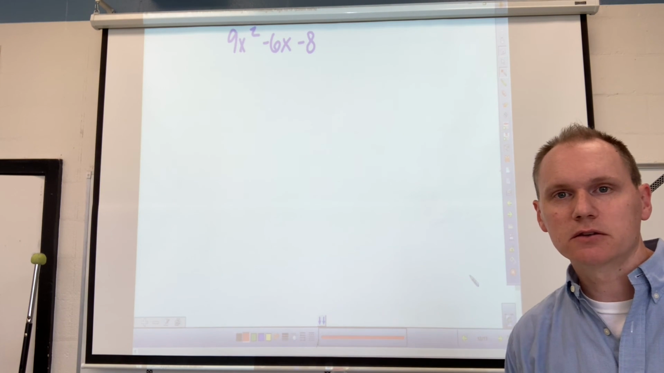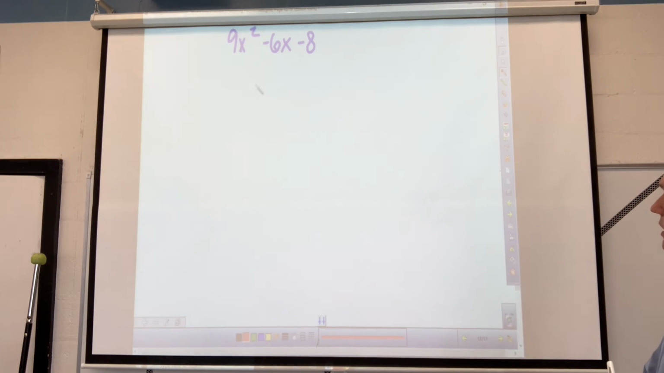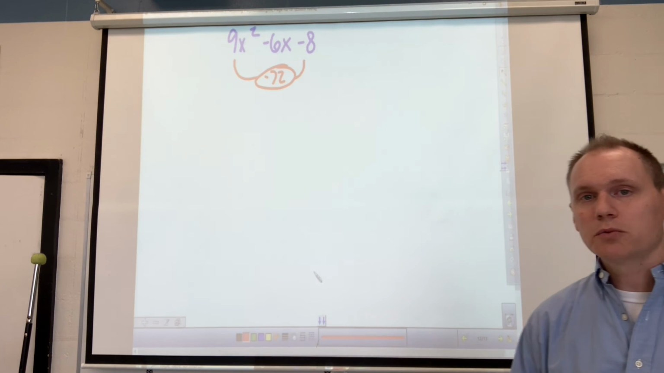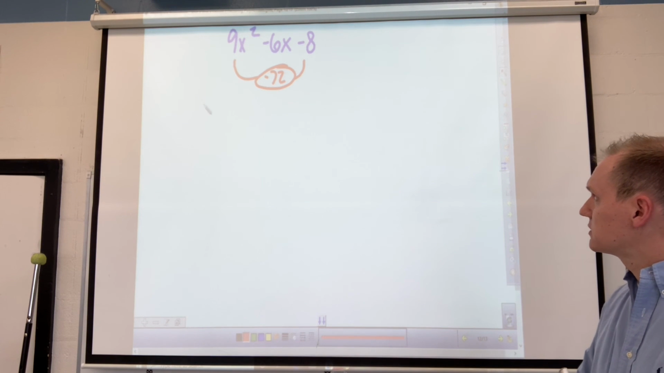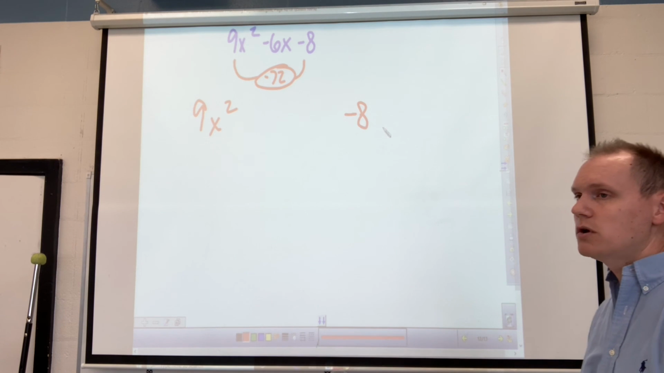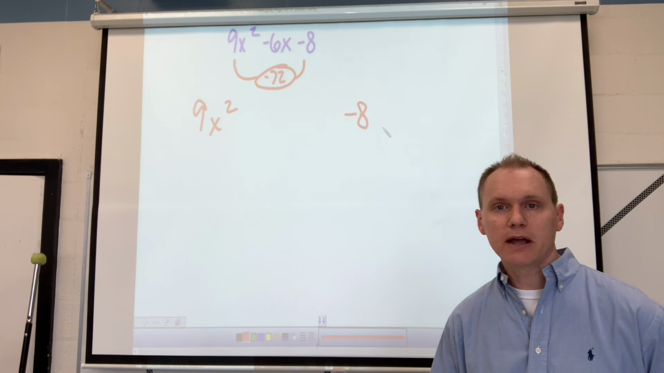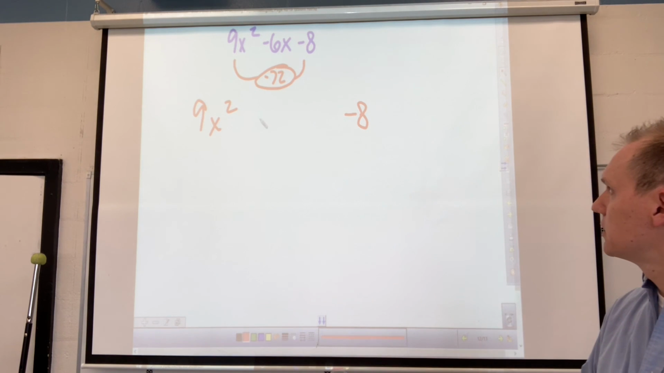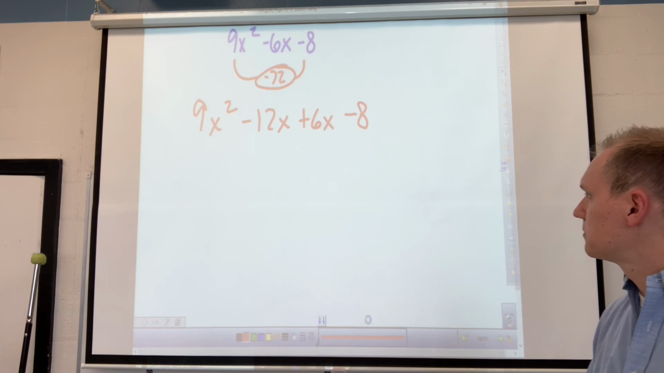Take a second again and see if you can solve this one. All right, so in this case, we have 9 times negative 8, which is negative 72. So you're trying to think of two numbers that multiply to give us negative 72 and add to give us negative 6. One of the factor pairs of negative 72 would be negative 12 and positive 6.